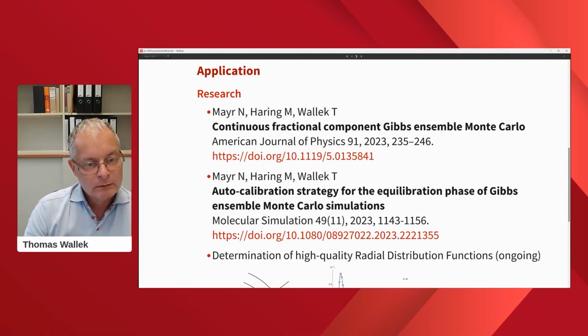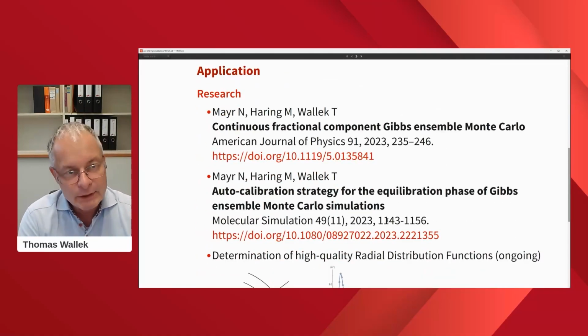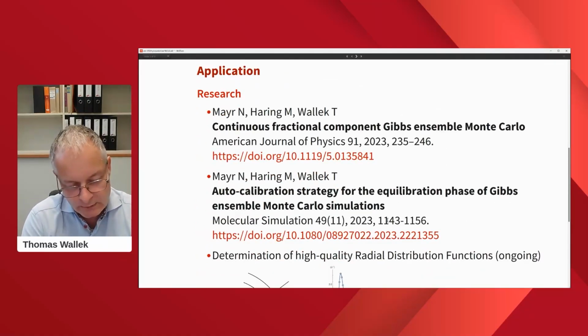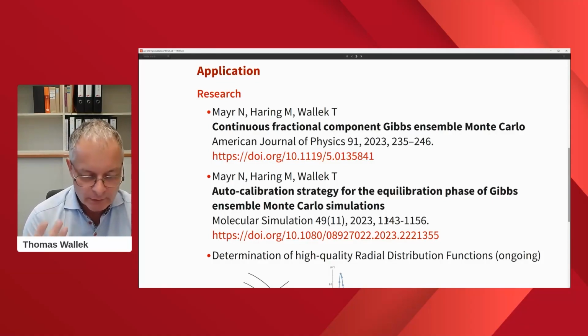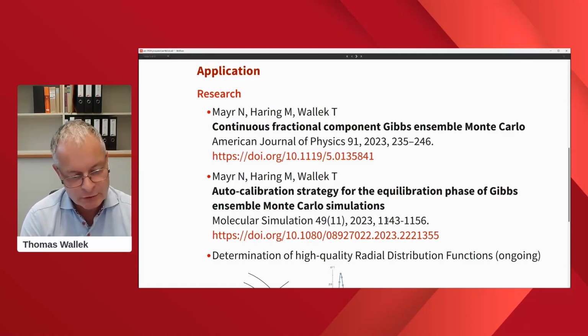To talk about the application of the software, this simulation suite is being used in both research and teaching. For example, we published a kind of pedagogic summary of the continuous fractional component method developed by the working group of Thijs Vlugt for improved transfer rates into liquid boxes at high densities. Here we provided several application examples using our software.